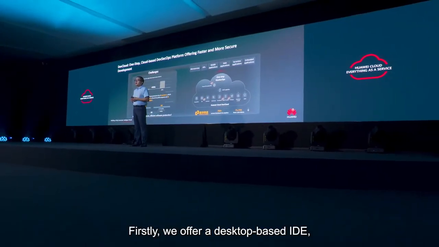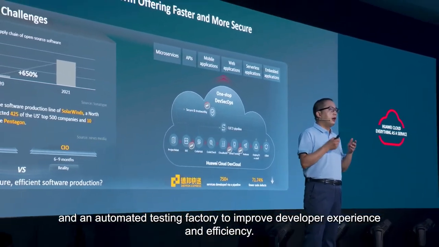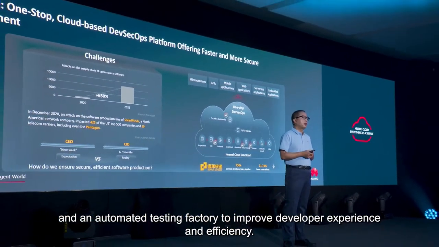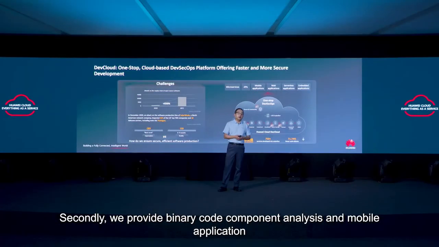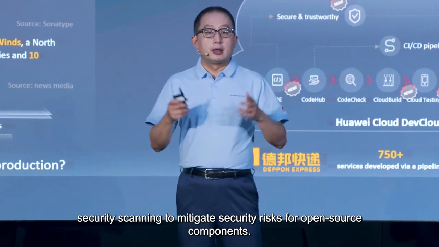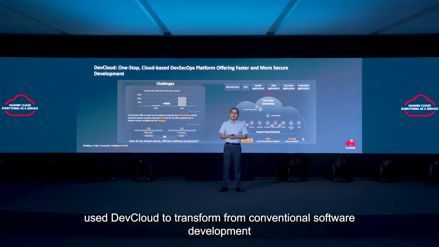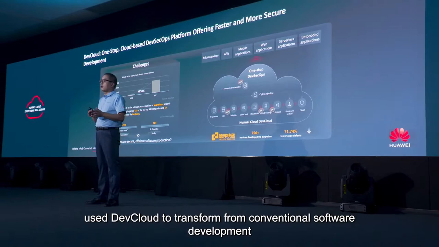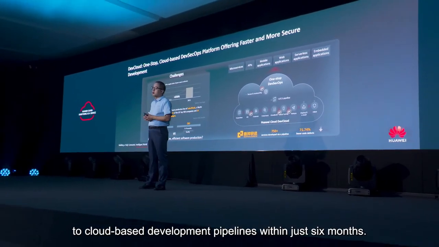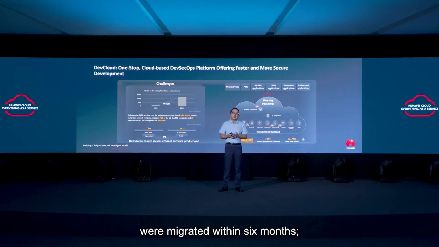Firstly, we offer a desktop-based IDE, distributed acceleration of application building, and an automated testing factory to improve developer experience and efficiency. Secondly, we provide binary code component analysis and mobile application security scanning to mitigate security risk to open source components. Debang Express, a leading logistics company based in China, used DevCloud to transform from conventional software development to cloud-based development pipelines within just 6 months. More than 750 services were delivered and 80 service systems were migrated within 6 months.